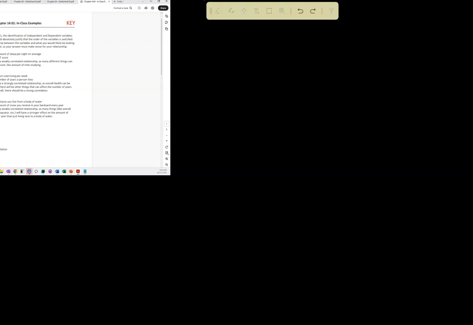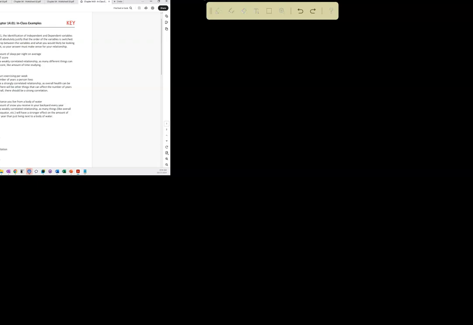But in general, it seems like if you are getting a lot of exercise, you typically have better long-term health outcomes. The things that kill you in old age tend to not get you as quick.